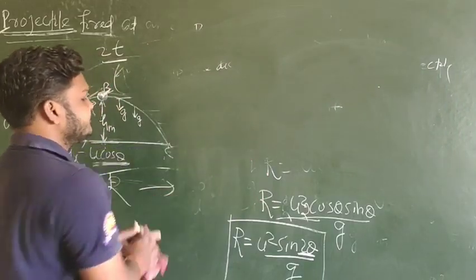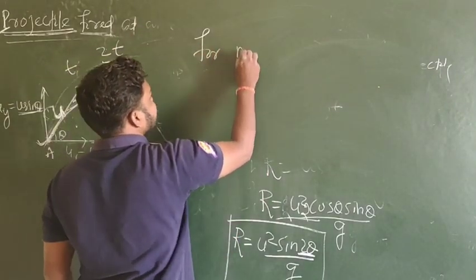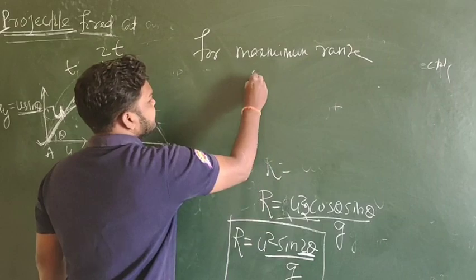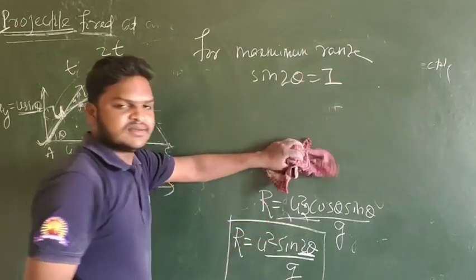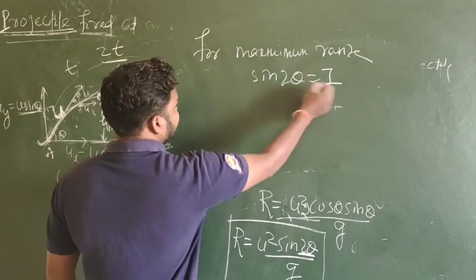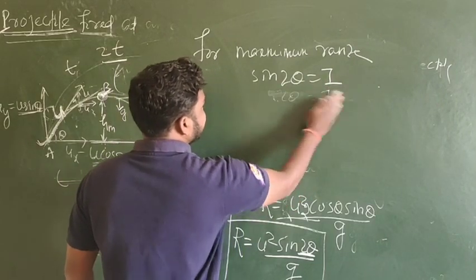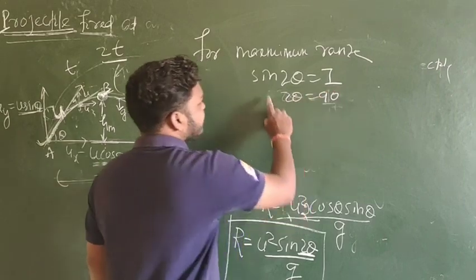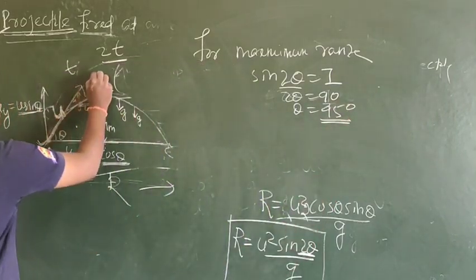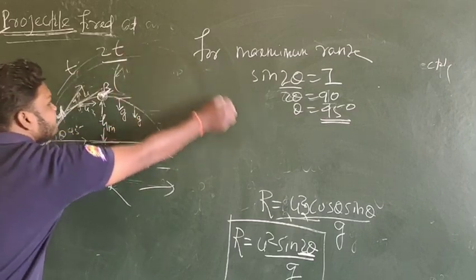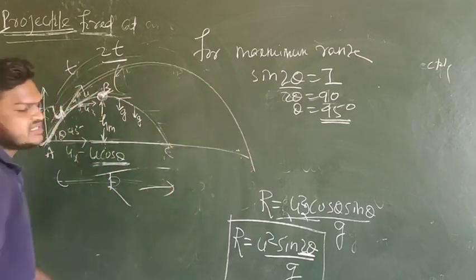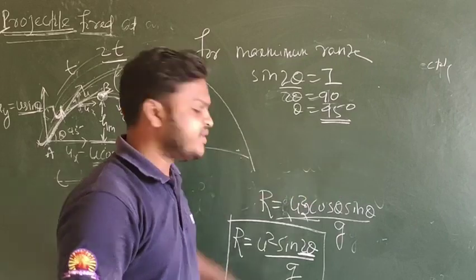So for maximum range, sin 2 theta is 1. That means 2 theta is equal to 90 degree, because sin 90 is 1, so theta is equal to 45 degree. Remember, if we project a body at a 45 degree angle, the range becomes maximum, the distance it covers increases a lot. At which angle is the range maximum? 45 degree.